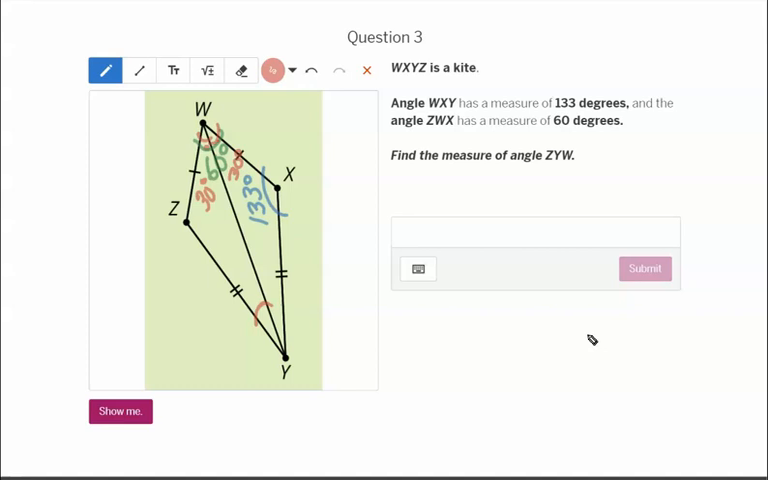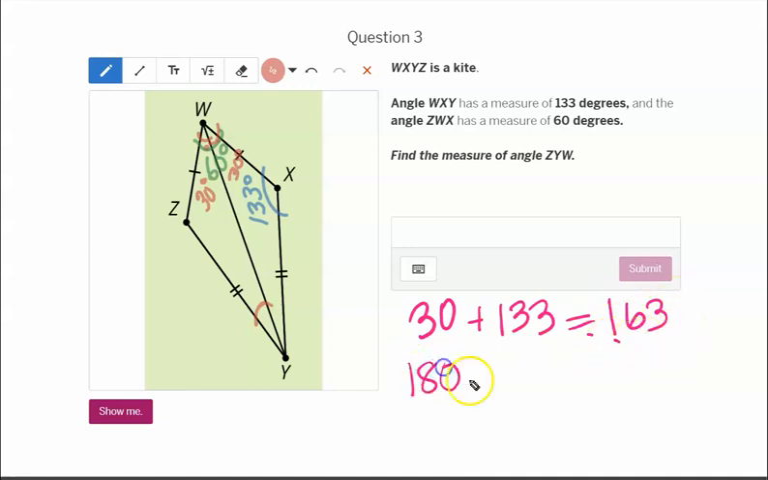Then we have to determine what this angle is, X. Since we know 2 on the right side, we can determine what this one is down here. So we can say 30 plus 133 equals 163 degrees. We know the whole triangle needs to be 180 degrees. So then we'll just say 180 minus 163. You can do that on your calculator. That will give us 17 degrees.